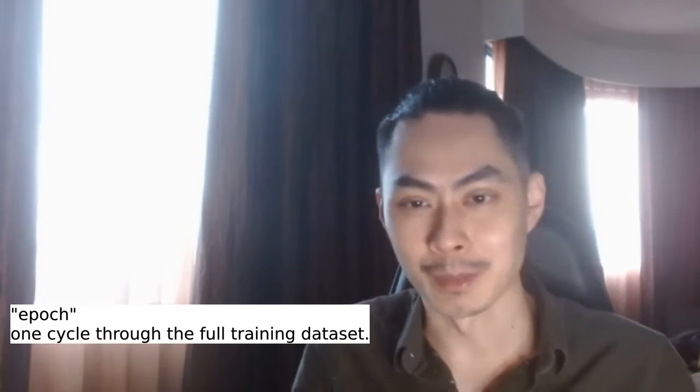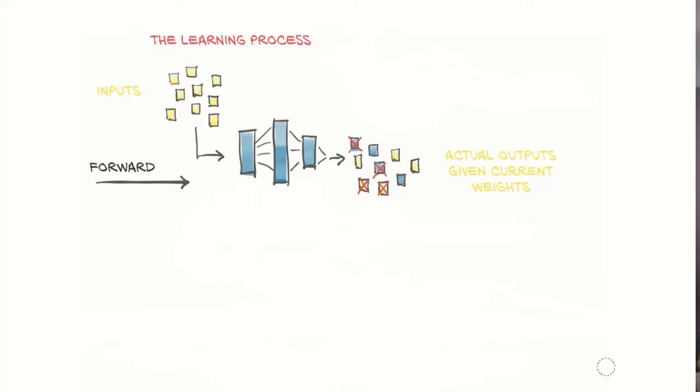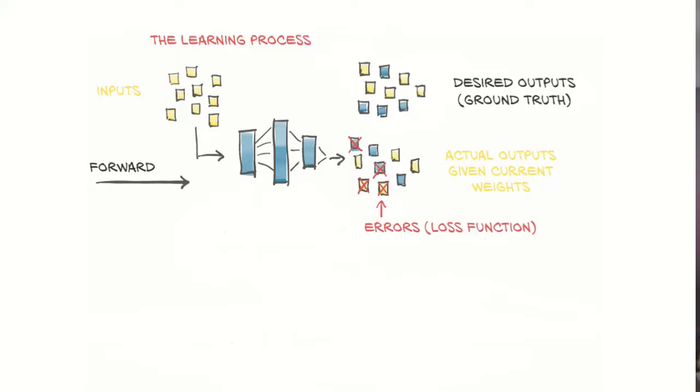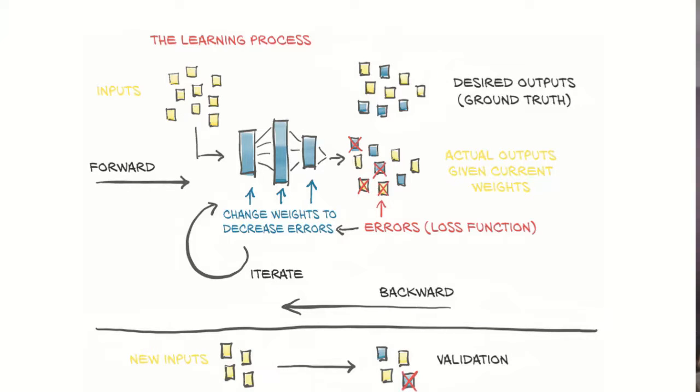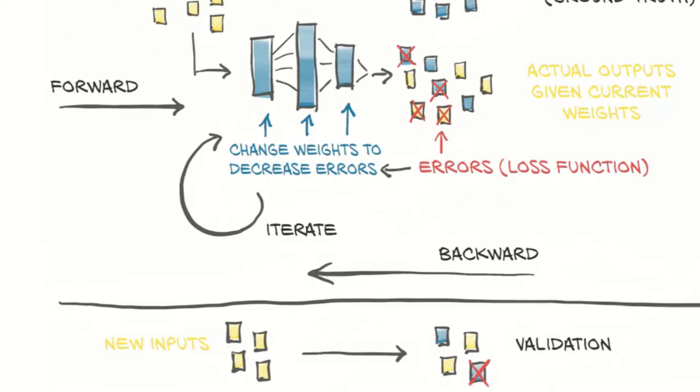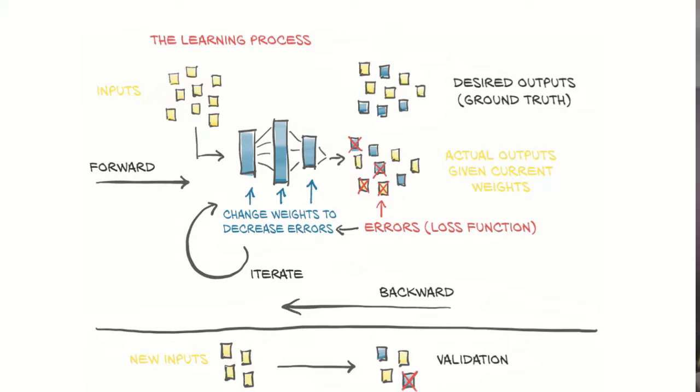An epoch, sometimes you hear it pronounced as an epic, is one pass through the entire training dataset, which includes the forward pass, the loss computation, the backward pass, and the parameter update. We'll also compute the model's accuracy on the test dataset at the end of each epoch. This is called the validation step, and it's a good way to check if the model is overfitting the training data.